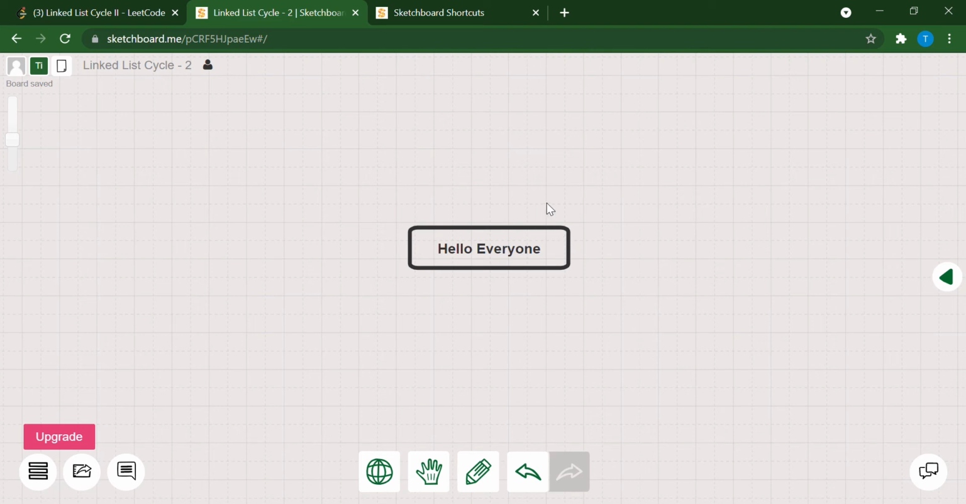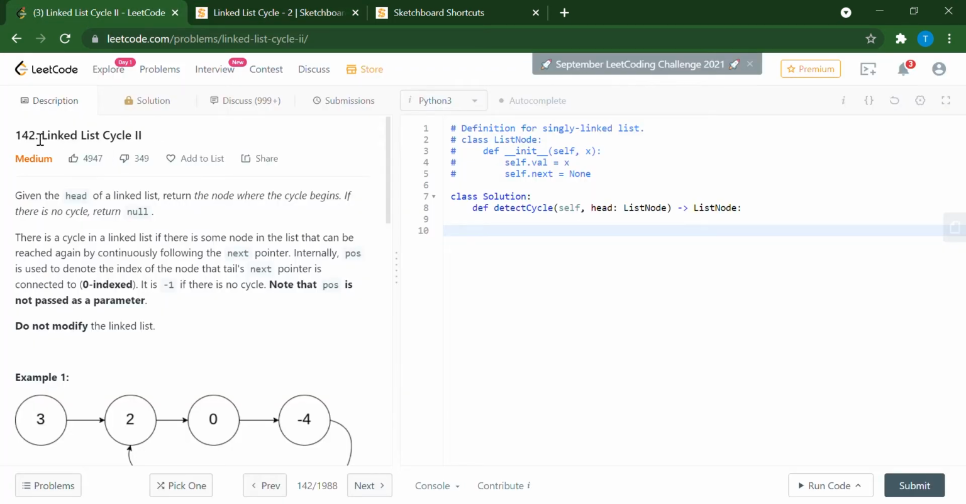Hello everyone, and I'm back with another video, and today we'll be discussing Linked List Cycle 2. This question is a continuation of Linked List Cycle, the previous video that I did on this channel. If you haven't seen that video, definitely go check it out because we're going to be using the concepts that we discussed in that video, like Floyd's algorithm, here too.